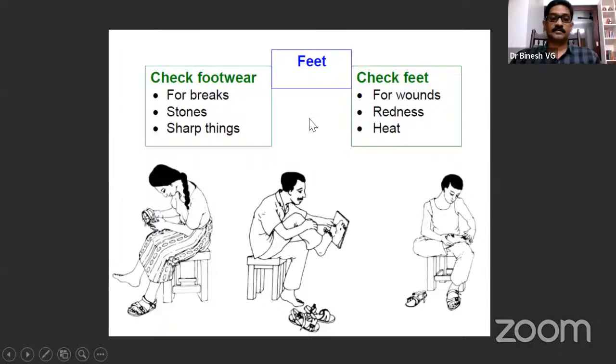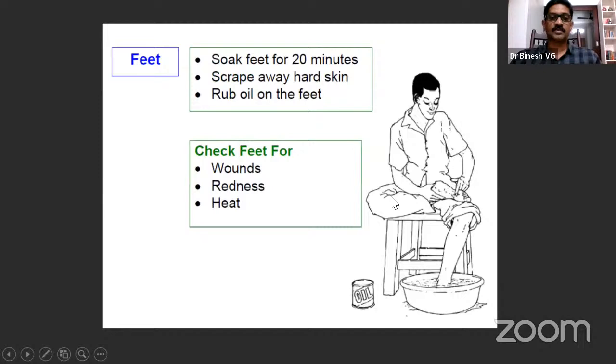And feet, the patient has to inspect the feet every day. Use a mirror to inspect the feet, and also inspect the footwear. Look for any sharp objects in it. And if there is a wound or impetigo, if there is erythema or blister formation, all those things should be looked for. And foot care includes soaking the feet for about 20 minutes in lukewarm water.